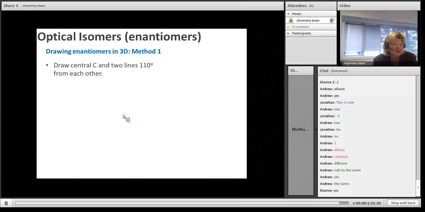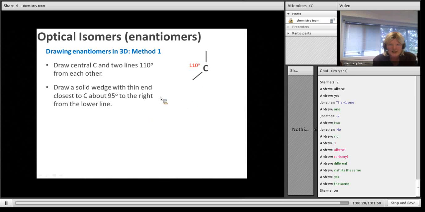It's guaranteed. Okay? So one way of drawing it, method 1: because bond angles in a tetrahedral are about 109 degrees, so approximately 110 degrees, draw those two lines. Then draw a solid wedge coming out with the thin end closest to the carbon and the thick end of the wedge sticking out. Make it round about a right angle, okay?